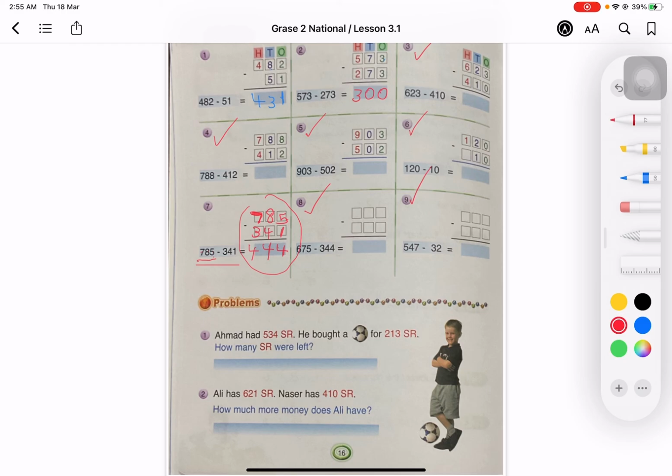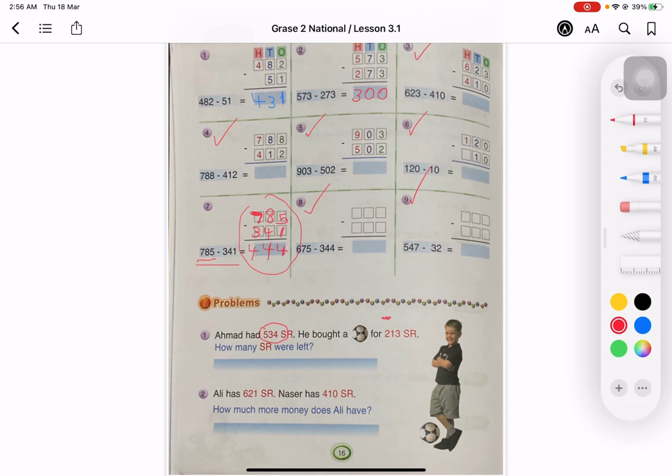Now let's go to the problem solving. In the problem solving, they said for us, Ahmed had 534 riyal. He bought a ball for 213 riyal. How many riyal were left? So he has this amount of money. Okay. When you buy something, what will happen to your money? Will it be more or less? Yes, it will be less.